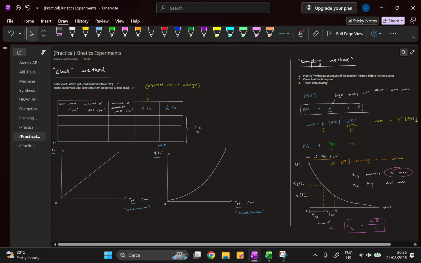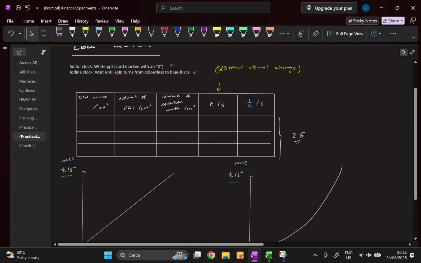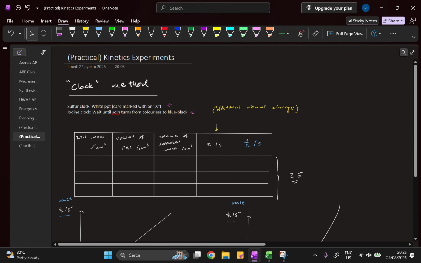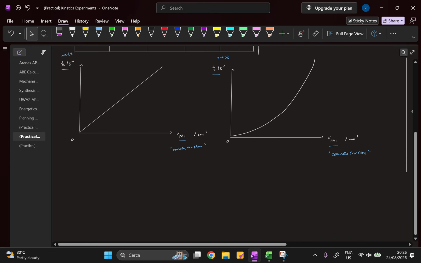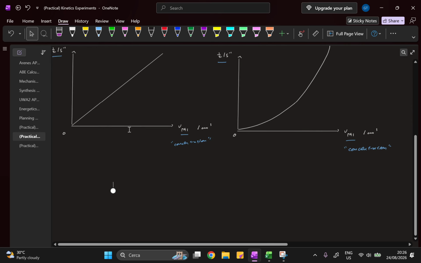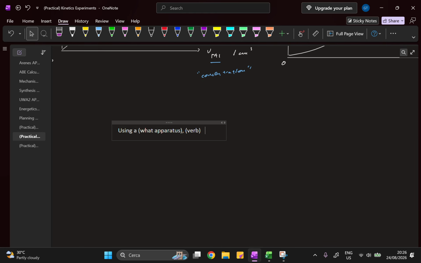Kinetics experiments. As I have already nagged about, no matter whether for the sampling method or the clock method, there will always be one reagent that is in excess such that the reaction is pseudo zero order with respect to that. Second, this is not just about kinetics, okay? It's for planning in general. Every time you write a planning step, it should look something like this. Using what apparatus? Do what? What quantity of what reagent or reactant into what is it that you are doing?